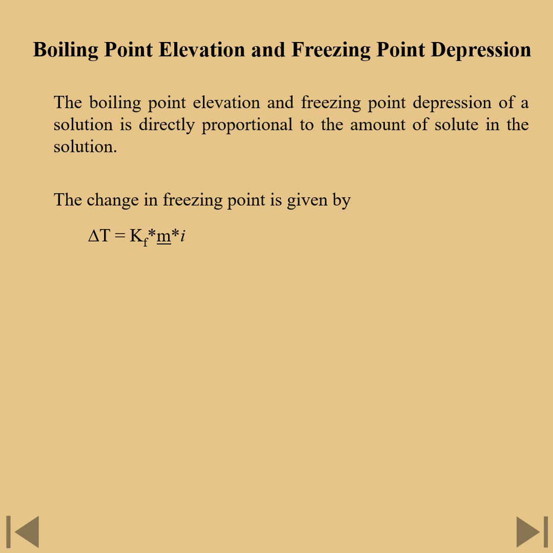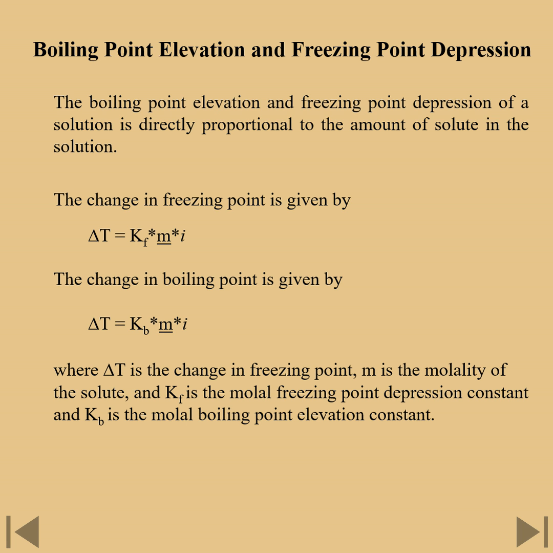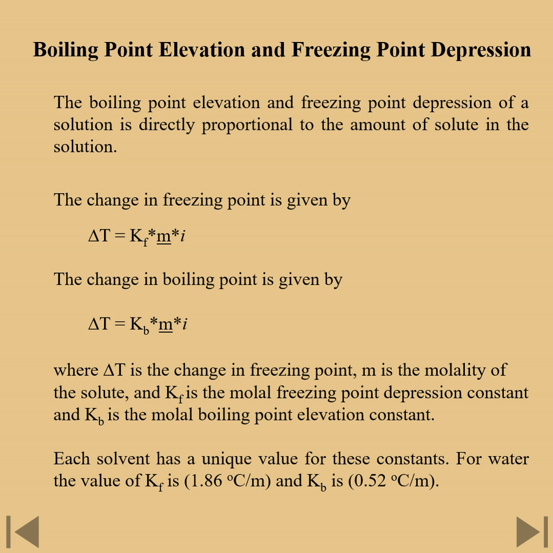For the change in boiling point, it's a very similar equation, only now delta T is equal to our colligative boiling point constant, K sub B, times molality, times i. K sub F and K sub B should not be expected to be the same. Do note here that K sub F for water is 1.86 degrees C per molal, whereas K sub B is less than a third of that, at 0.52 degrees C per molal.